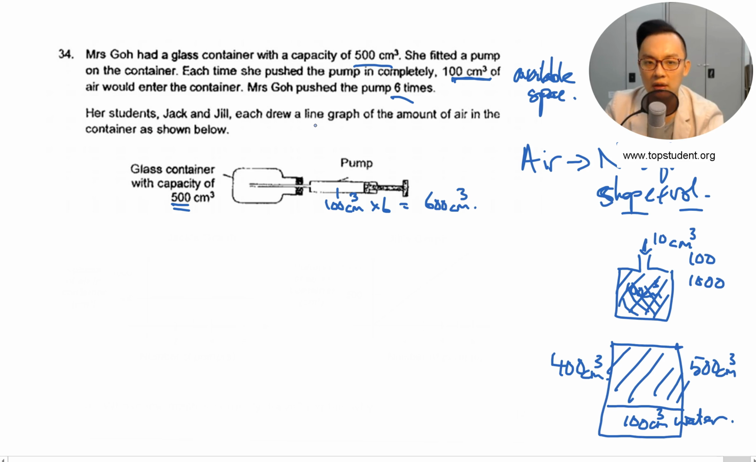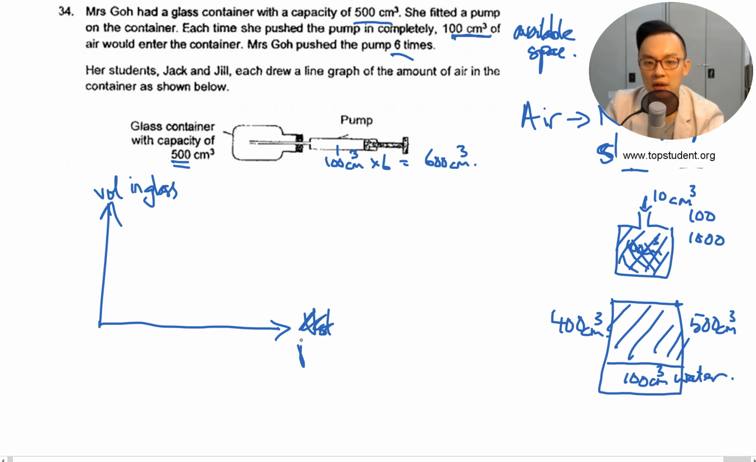So let's just draw the graph ourselves. The graph should actually look like this. This axis is the volume in the glass container, and this is the number of pumps. So there's 1 pump, 2 pumps, 3 pumps, 4 pumps, 5 pumps, 6 pumps. At the first pump, what is the volume of air going to be?